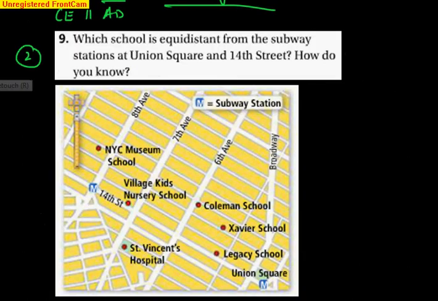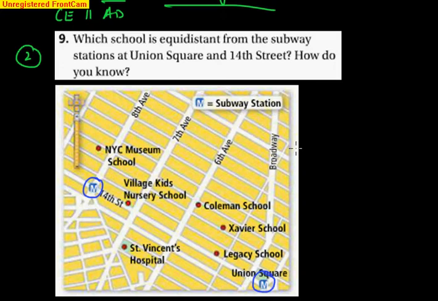Okay, so here's our next problem. I wanted to include this because you might have something like this on the test, and I wanted you to see an example. This is from your book, and the question is, which school is equidistant from the subway stations at Union Square and 14th Street? So these subway stations are here. There's the 14th Street subway station, and here's the Union Square subway station. So we want to know what school is equidistant from these 2 points.